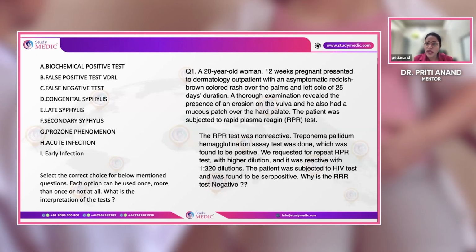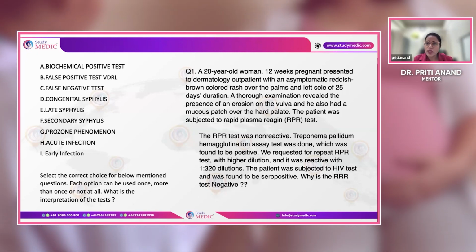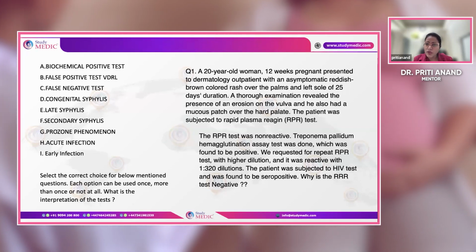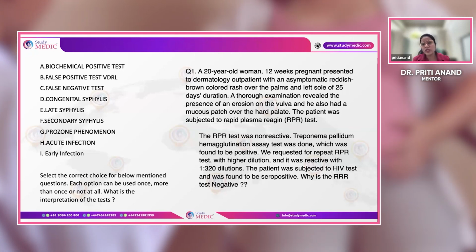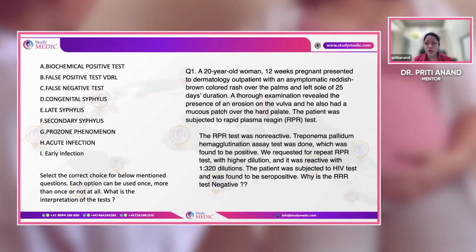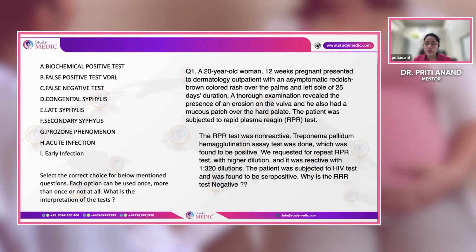The RPR test was non-reactive. Treponema pallidum hemagglutination assay test was done, which was positive. We requested a repeat RPR test with higher dilution and it became reactive. The patient was also checked for HIV status and she was found to be HIV positive. Why is the RPR test negative?